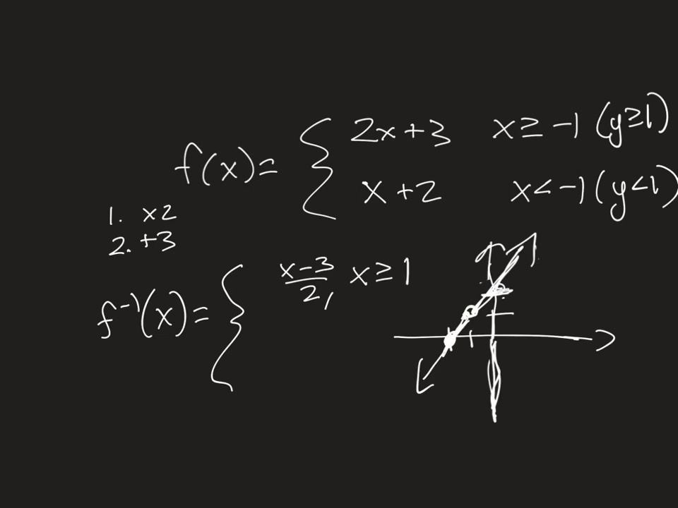Okay, so now let's do the second one. The only thing I did was add 2. So the inverse would be subtracting 2. And again, the restriction is the range of the original piece. So that would be your inverse.